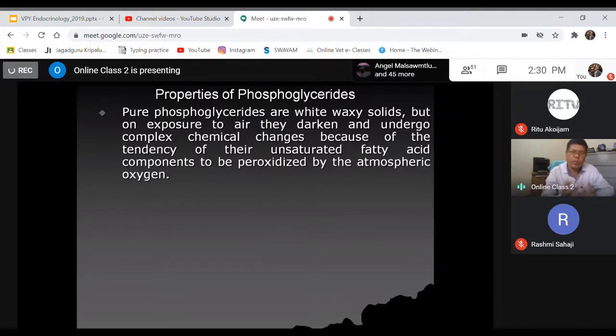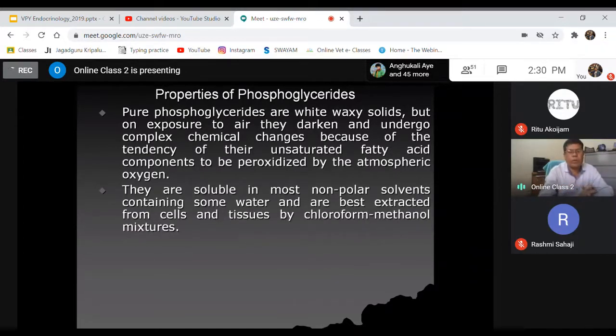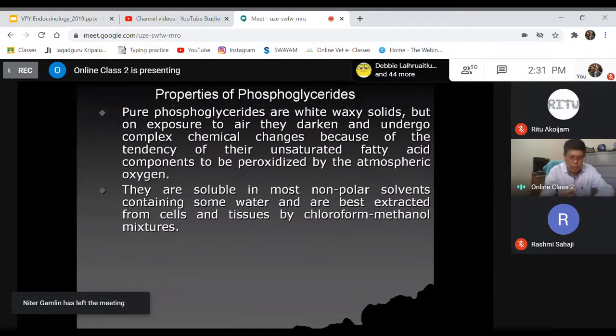Because of exposure to the air, it becomes dark. Most of them are soluble in non-polar solvents containing some amount of water. If it is a pure organic solvent, they will not be dissolved because it also has the hydrophilic part. Since some hydrophilic part is also present in this type of molecule, they dissolve in organic solvents which contain some amount of water.